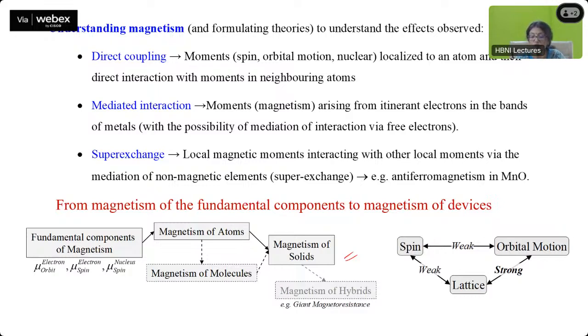Now looking into the different interactions: when spin and orbital motion interact with each other, it is a weak interaction. When spin interacts with the lattice, that is also very weak. The strong one is the interaction between the lattice and the orbital motion. This is a very strong interaction.